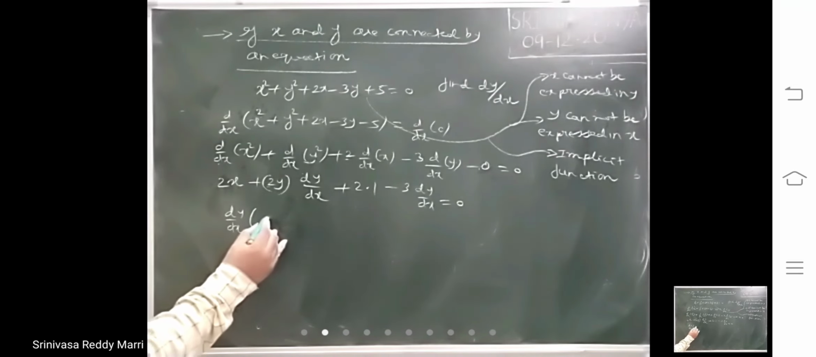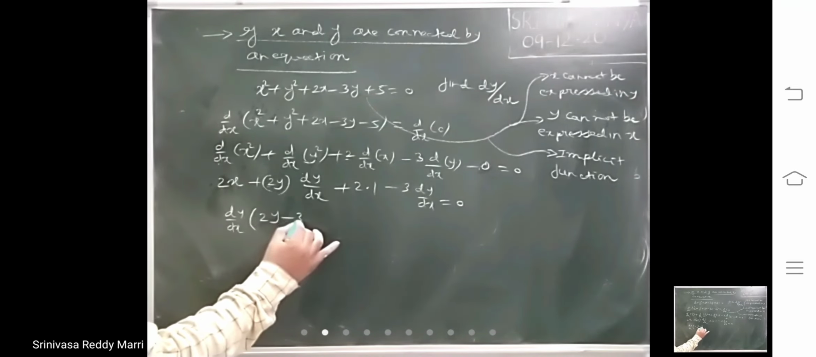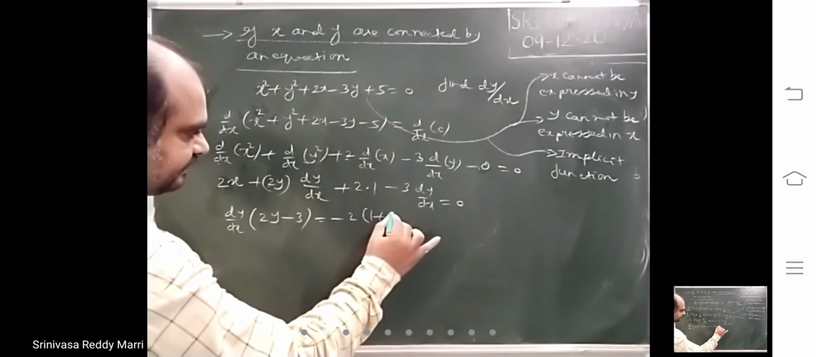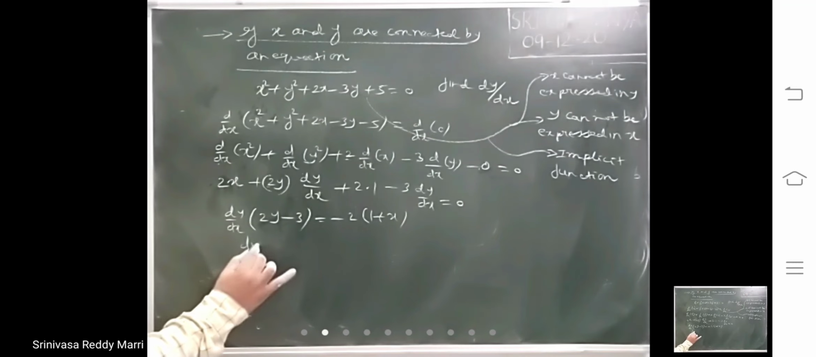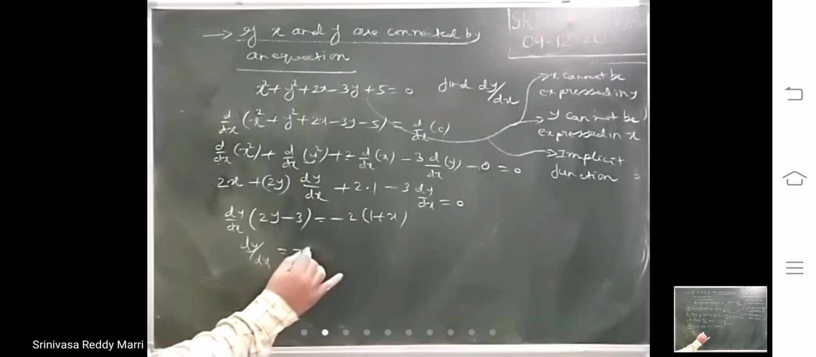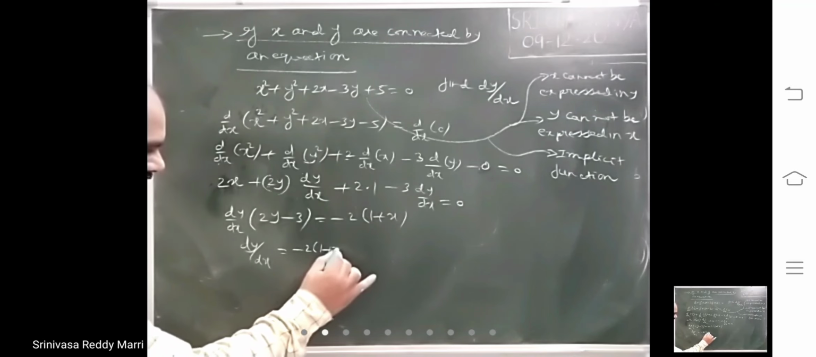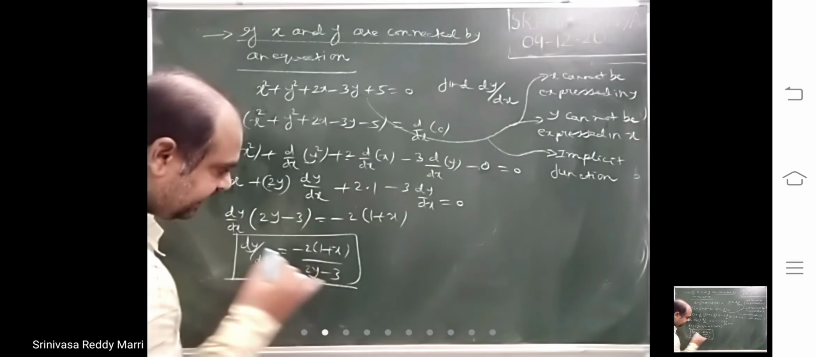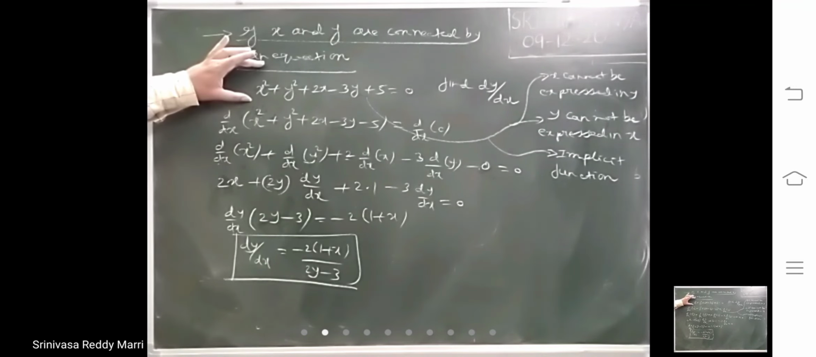So look, dy by dx is common. You take it common: 2y minus 3. 2y minus 3 into dy by dx equals minus 2, the other terms moved to that side. That means dy by dx is nothing but minus 2 divided by 2y minus 3. This is dy by dx for that curve. The only change is that whenever you are doing the derivative of a y function, you write into dy by dx.